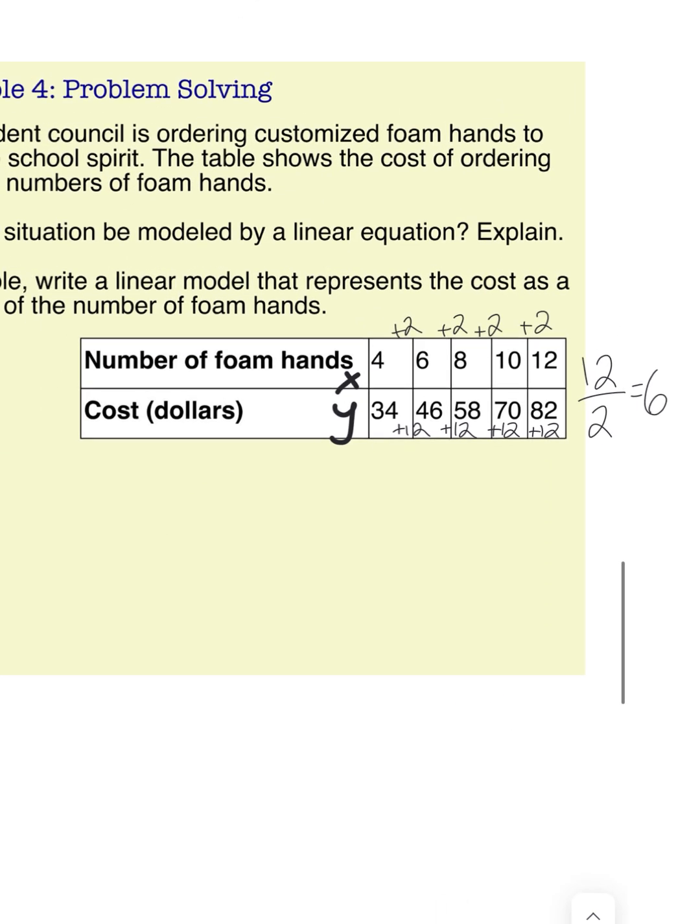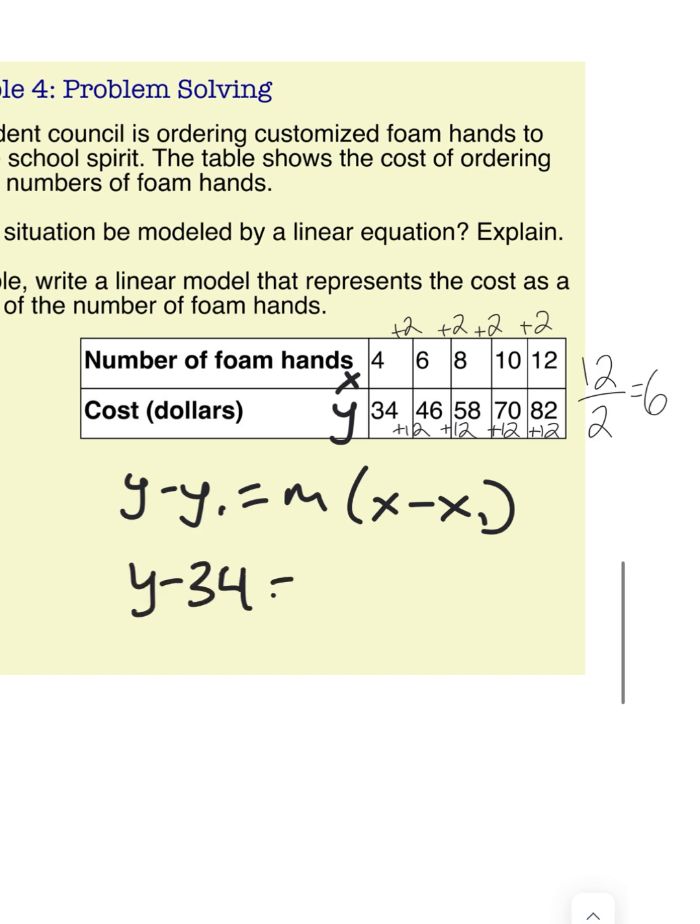And then I'm going to go back to my point slope form. So I have y minus the y point equals the slope times x minus the x point. And I'm going to pick any of these points to plug in. Let's just do the first one for 34. So I have y minus 34 equals 6 times x minus 4.